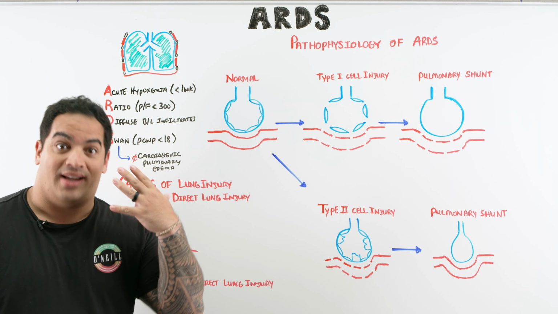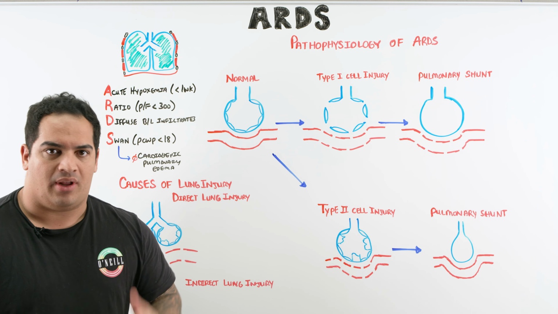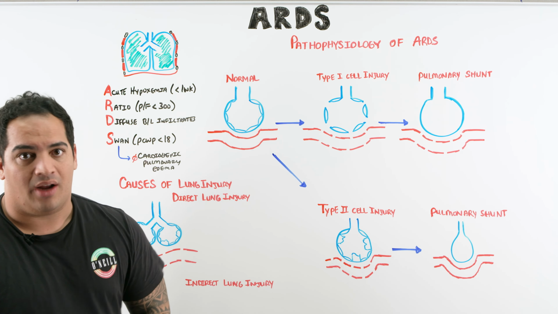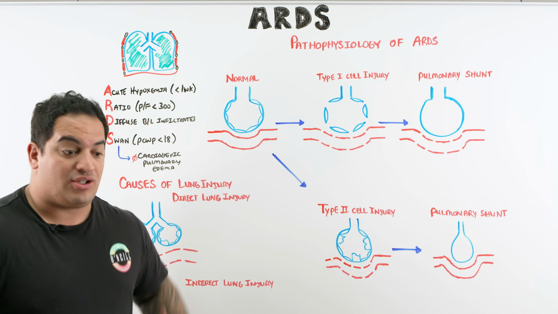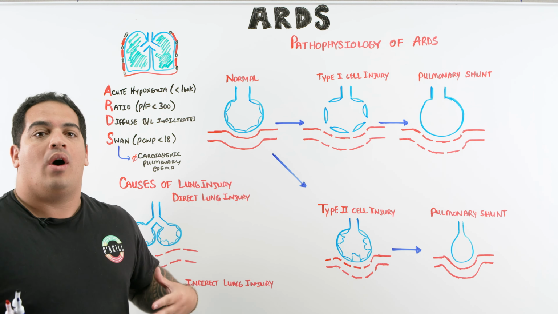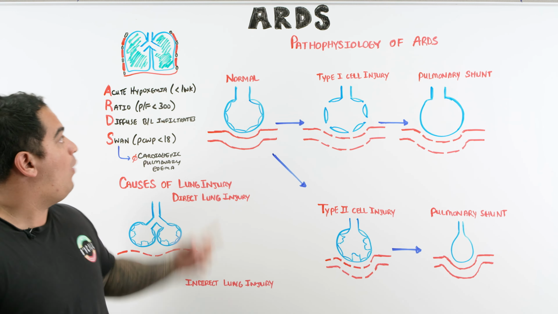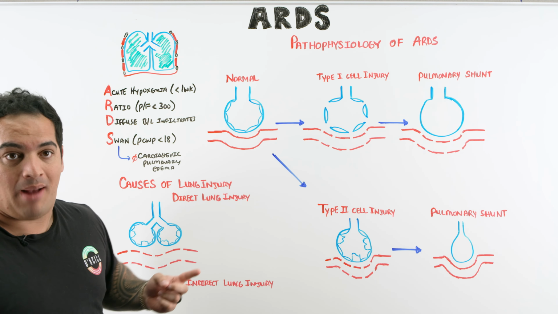But we have to then say, okay, they have acute hypoxemia that developed within less than a week. It shows a PF ratio less than 300. They have diffuse infiltrates, and they have no cardiogenic pulmonary edema that's causing these bilateral infiltrates. What in the heck is going on? Why are these infiltrates here causing all these problems?